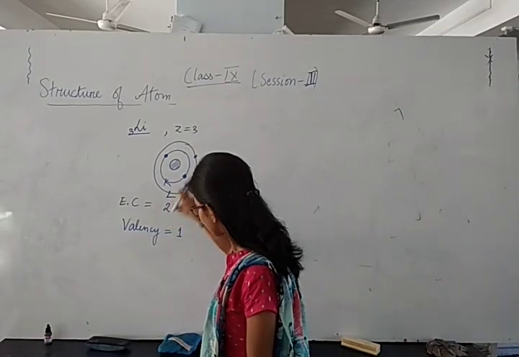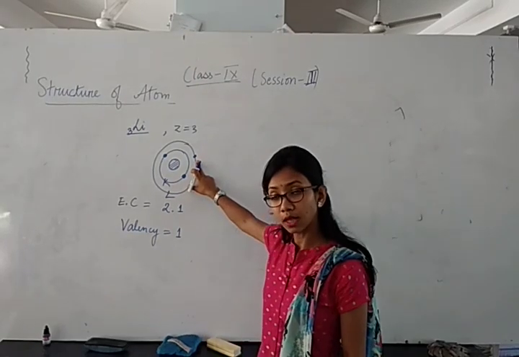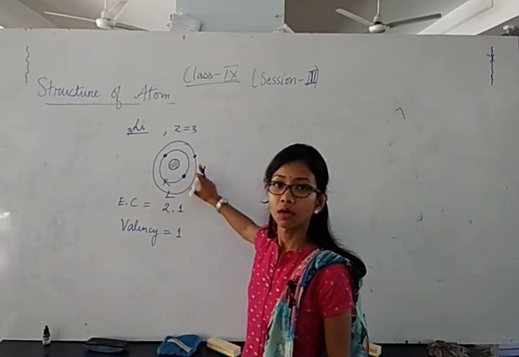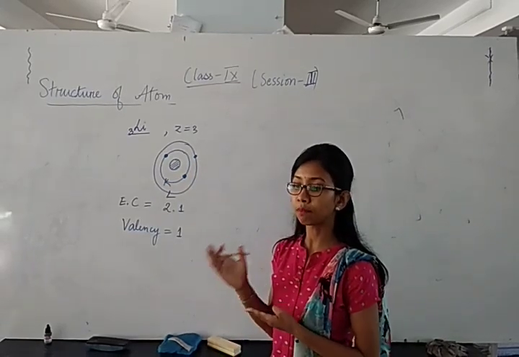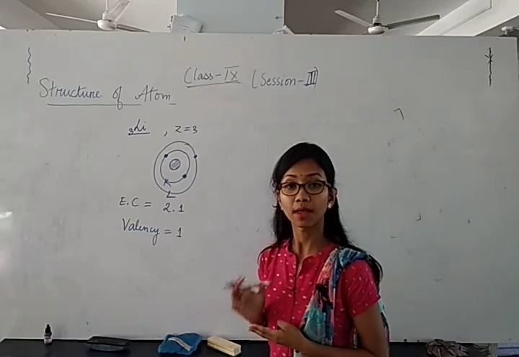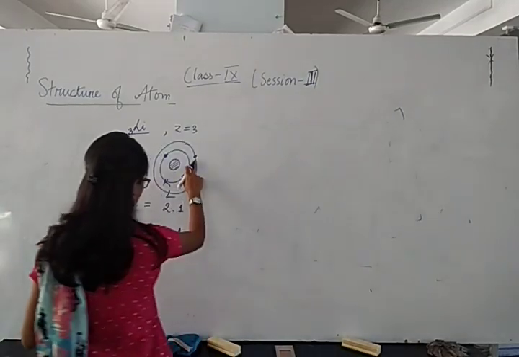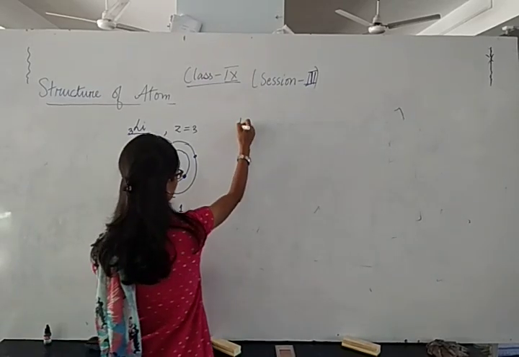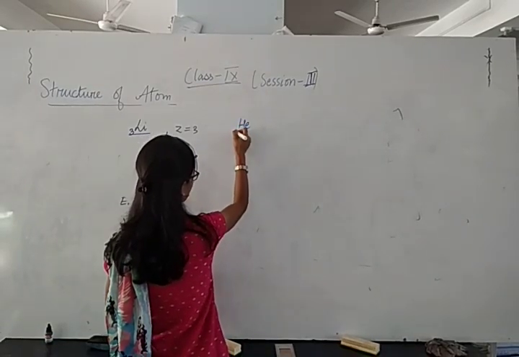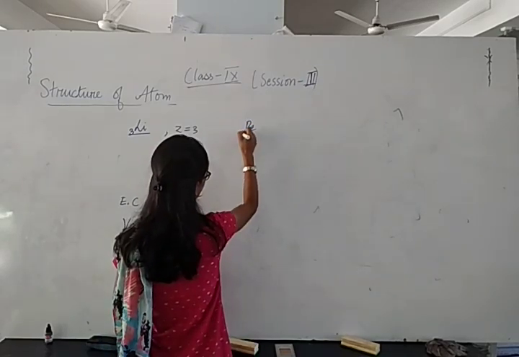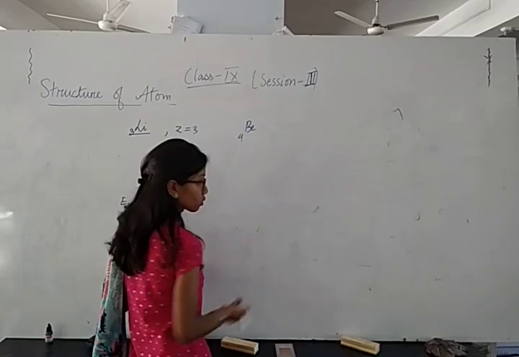The valency is always calculated from the number of electrons present in the outermost orbit. From that, you either add it or subtract it from the number 8. Here, since 1 electron is present, the valency will be equal to 1. Next comes hydrogen, helium, lithium, beryllium. In beryllium, the atomic number is equal to 4.